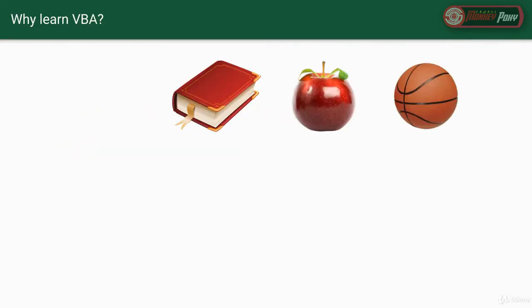So here I have three objects. I have a book, I have an apple, and I have a basketball. And I want you to think about some of the properties or characteristics that these three objects might have, as well as some of the methods, which are the things that we can do with these objects. And here's a few that I came up with. Feel free to come up with some more of your own. There's no right or wrong answer here.